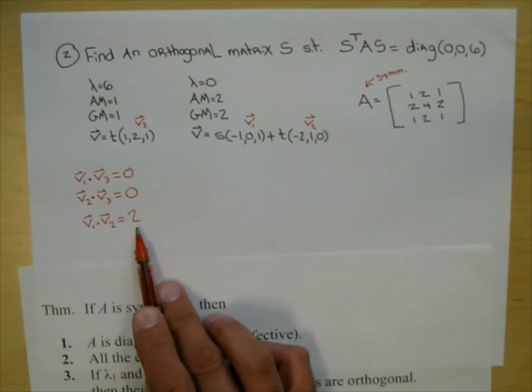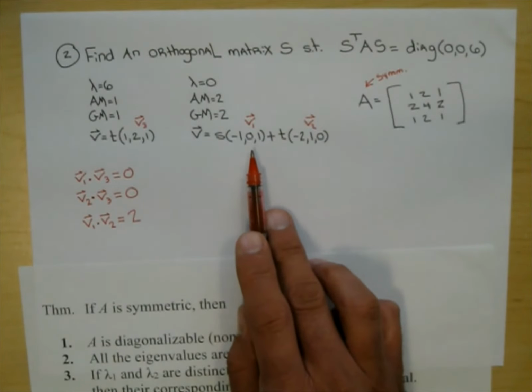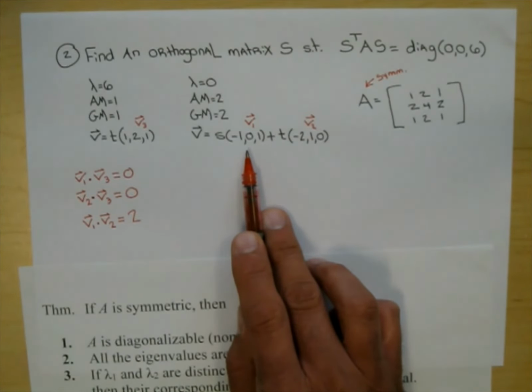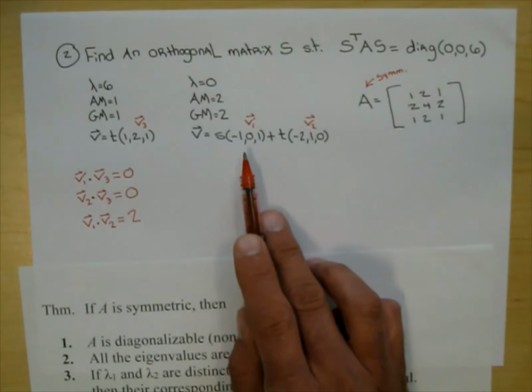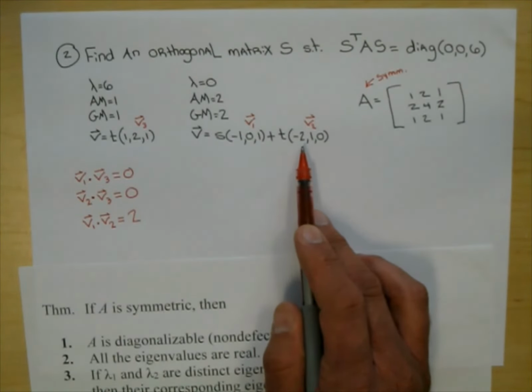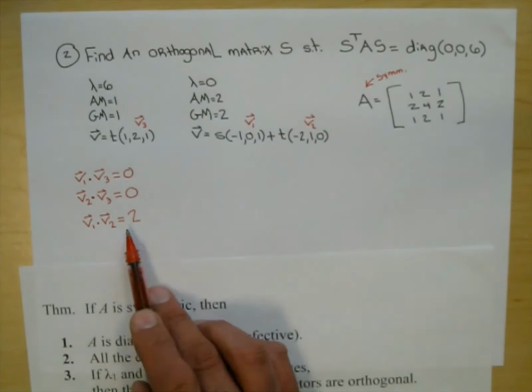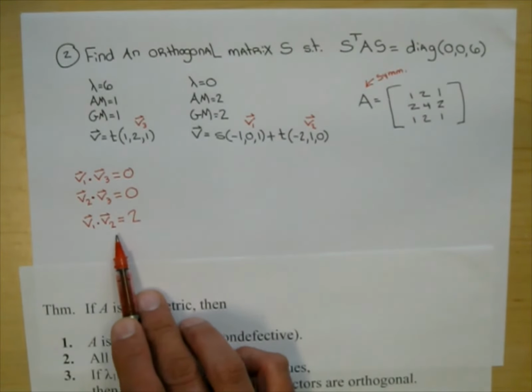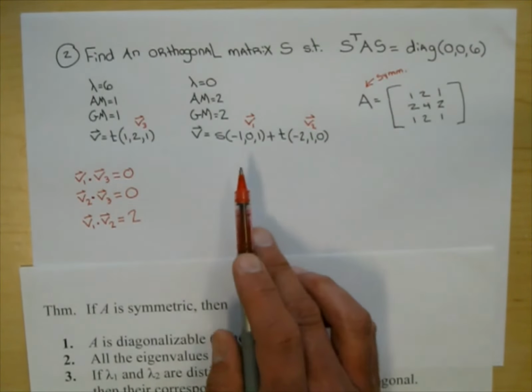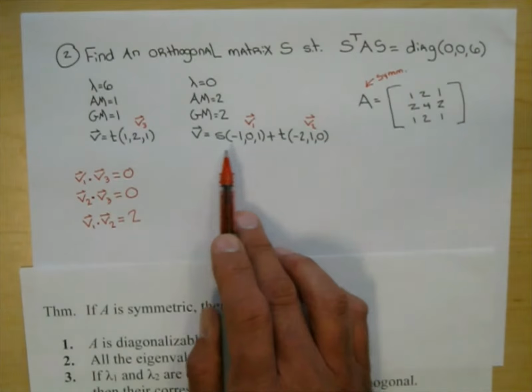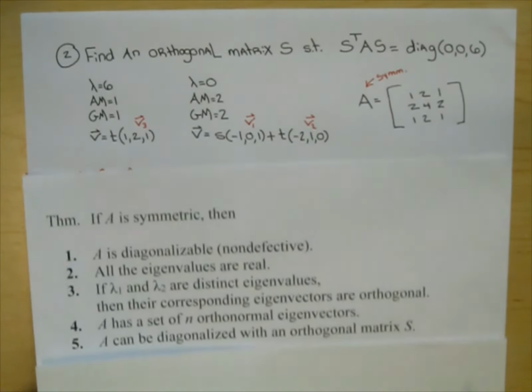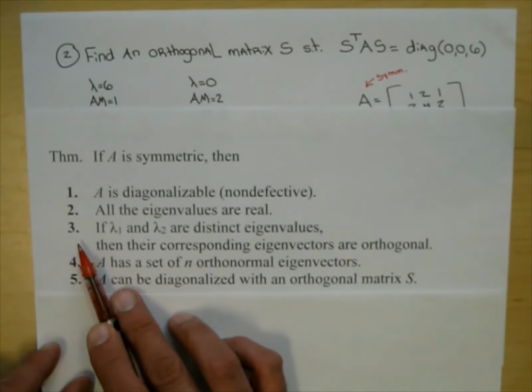Now, why did we get a 2 here? Because this is an eigenvector from lambda equals 0, dotted together with another eigenvector from lambda equals 0. It doesn't guarantee you that their dot product is 0. This theorem just says when you're taking the dot product of two different eigenvectors from two different eigenvalues. That is what number 3 says.